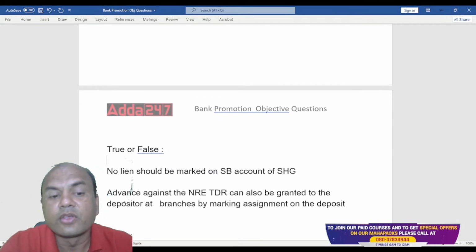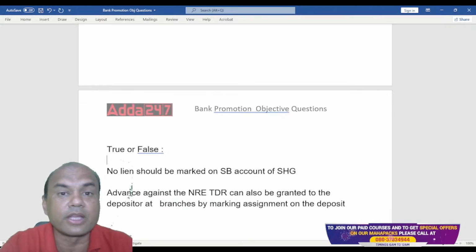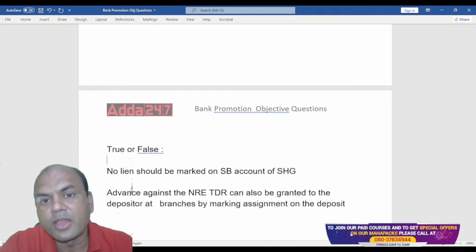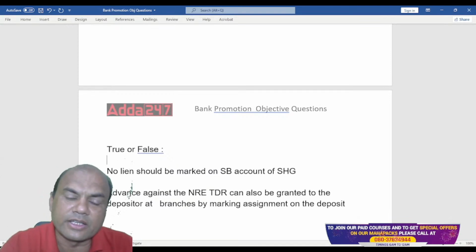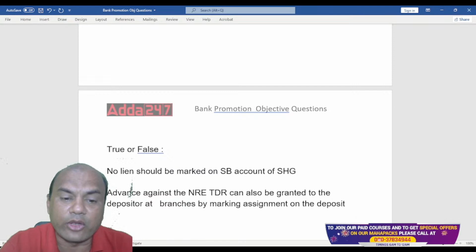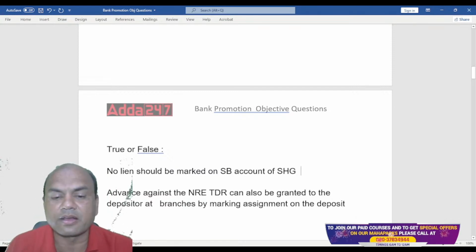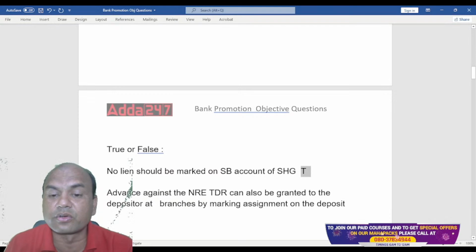So SHG can open a savings account with you, but they can't open a current account with you. Now, if SHG is opening a savings account, can you mark a lien on that savings account? The answer is true. You can't mark a lien on this savings account of SHG.